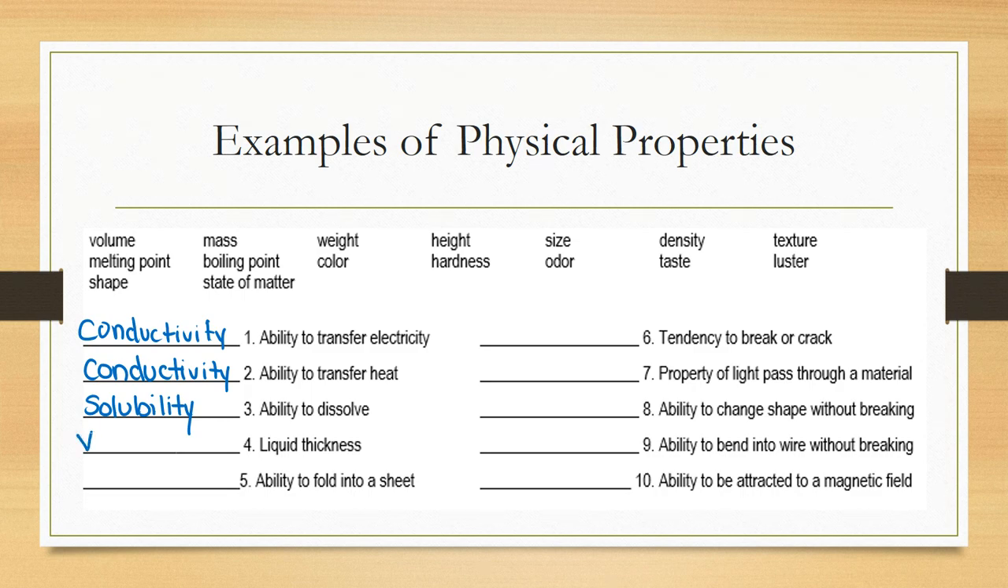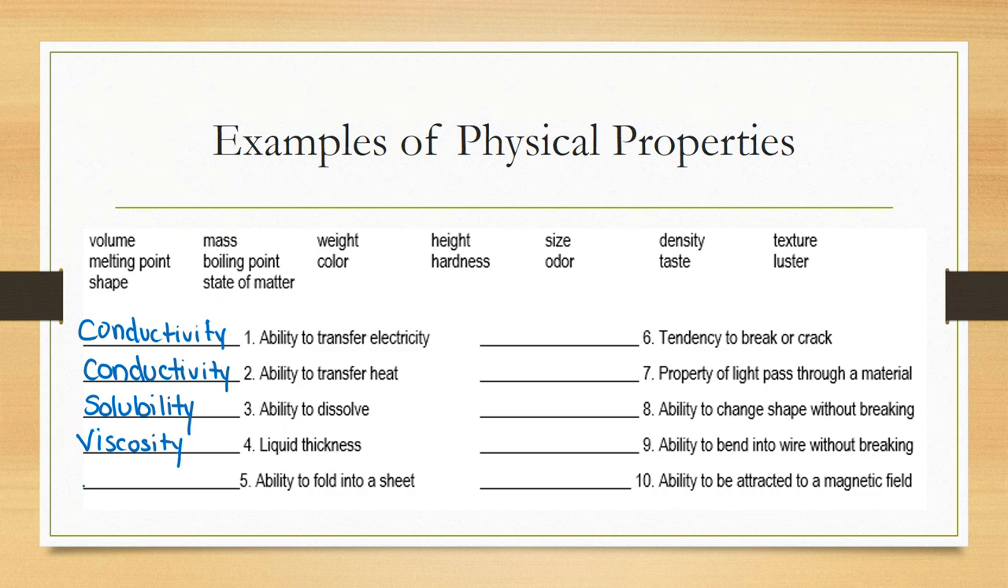Liquid thickness, that's called viscosity. If you have a cup of, say, water and a cup of honey, you know that if you pour them, the water will empty more quickly than the honey because water has a lower viscosity. Honey is very viscous, meaning it has a high resistance to flow.